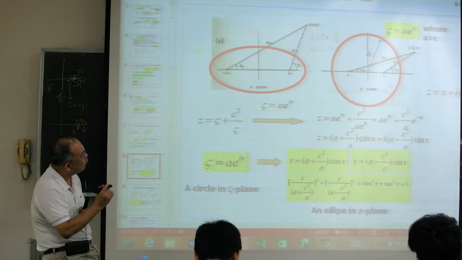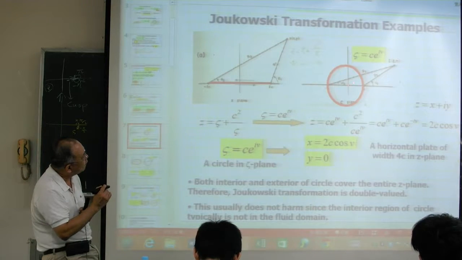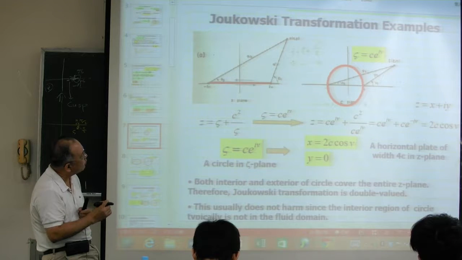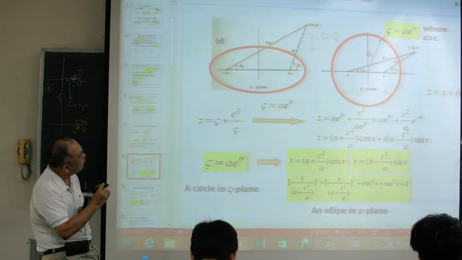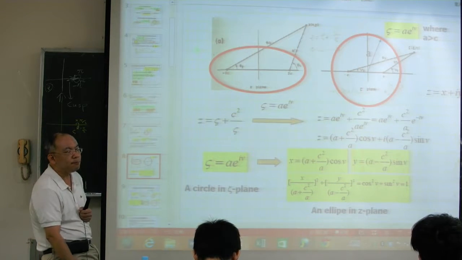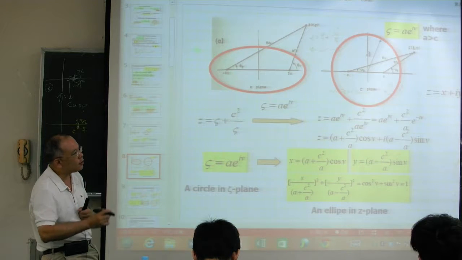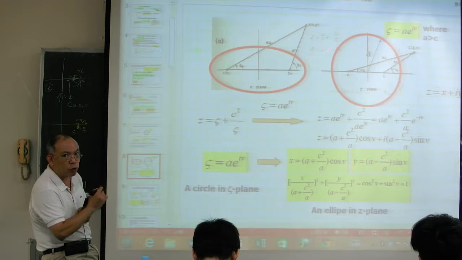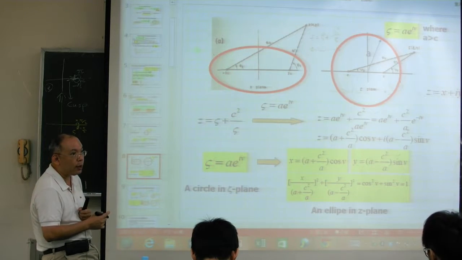greater than C here. Originally, we have a C here, right? From here to here, we have a C. However, for this case, we have A, the radius of this circle, and this A is greater than C here. What happened? For this case, we don't pass through the so-called critical point anymore, right?